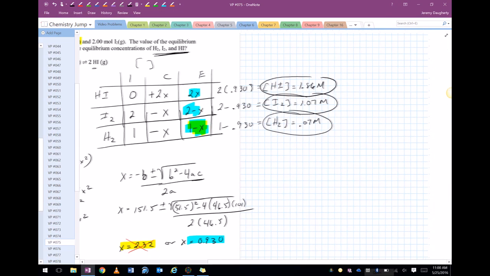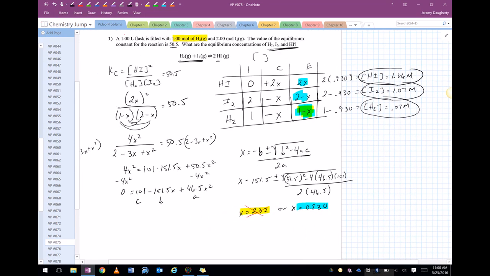Okay, so there's an example where we have to use the quadratic formula because we end up with a quadratic equation.